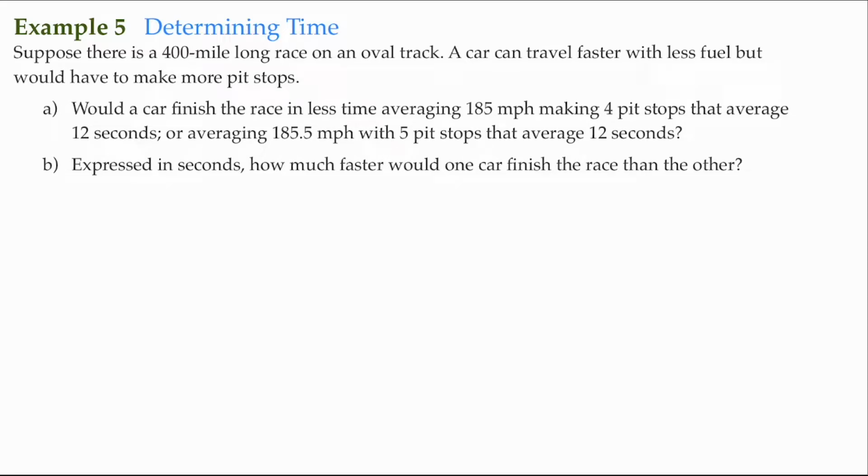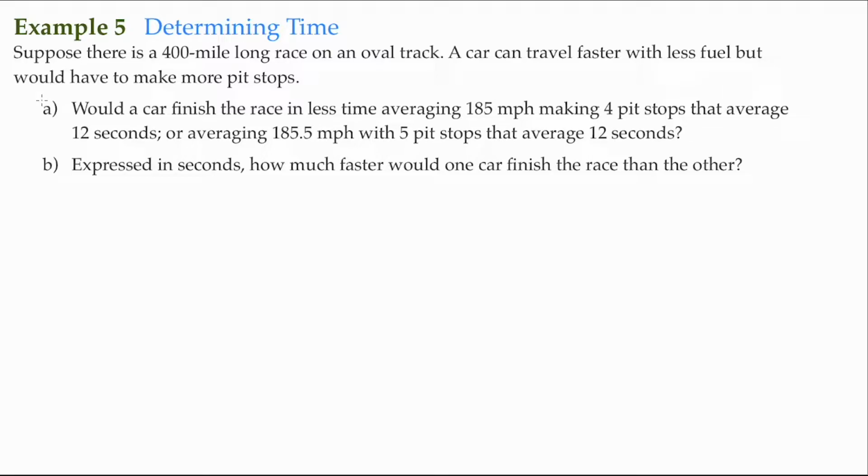So we continue with these examples. This one is determining time. It says, suppose there is a 400-mile long race on an oval track. A car can travel faster with less fuel, but would have to make more pit stops. So we have these two questions here, A and B. We'll take a look at the first one here, A.